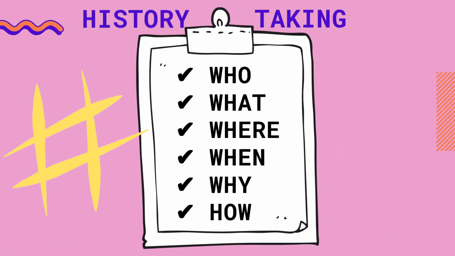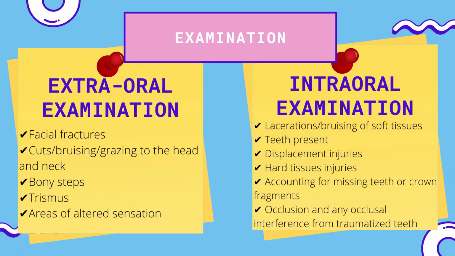History taking should include the who, what, where, when, why, and how of the traumatic injury. Record as accurately as possible the time of injury. Examination. Beginning with an extraoral examination, assess and record injuries elsewhere on the body. This includes facial fractures, cuts, bruising, grazing to the head and neck, bony steps, trismus, and areas of altered sensation.